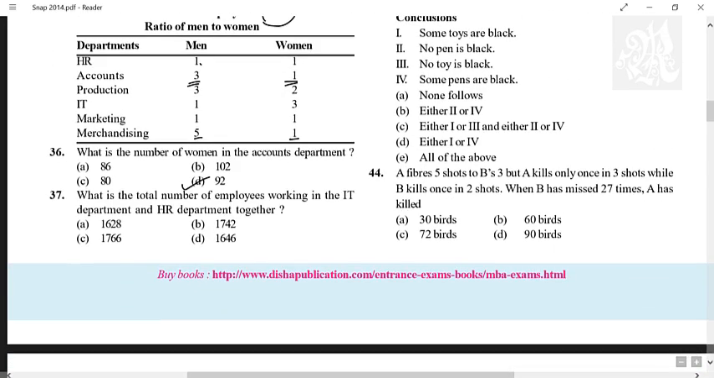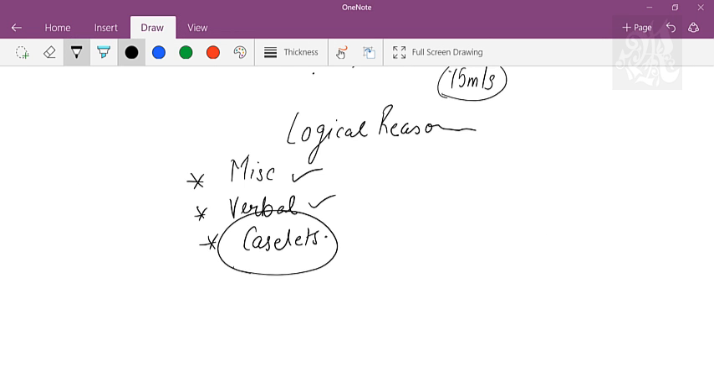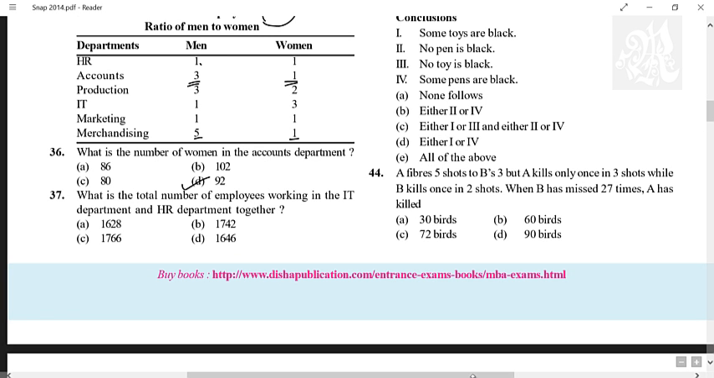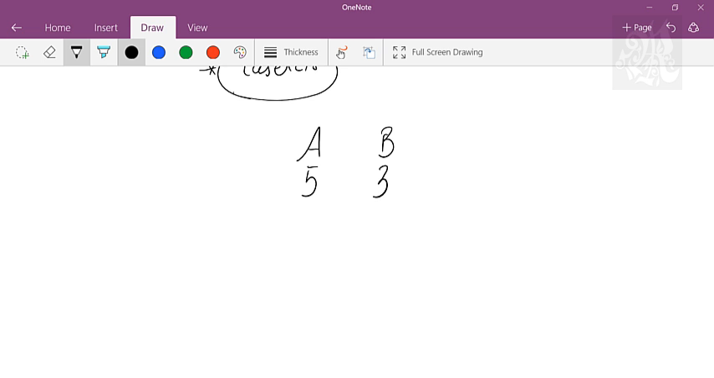Now 44th again. A fires 5 shots to B's 3. A kills once in 3. B kills once in 2. B has 27 misses. A has killed how many birds? Now simple as that. When A fires 5, B fires 3. And B is basically missing 1 out of 2 because B kills once in 2, which is missing 1 out of 2, which means when B missed 27 times, B has made 54 shots. So if B has made 54 shots, A has made 90 shots, a very obvious thing.